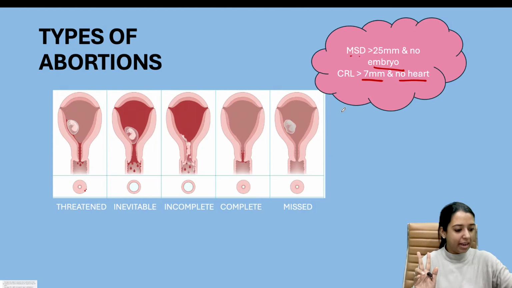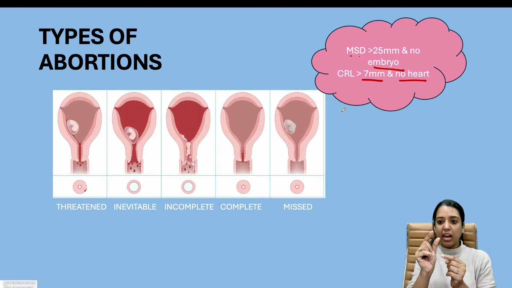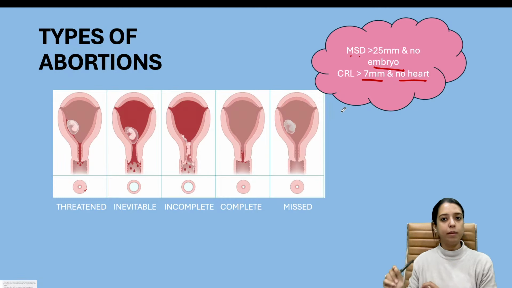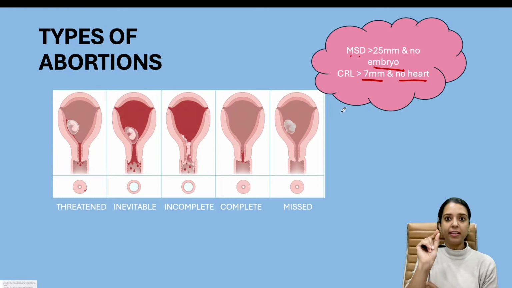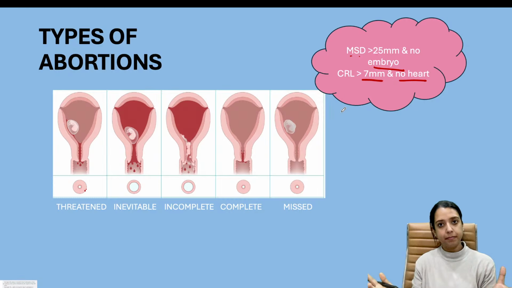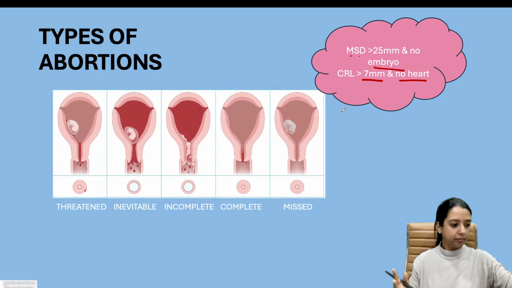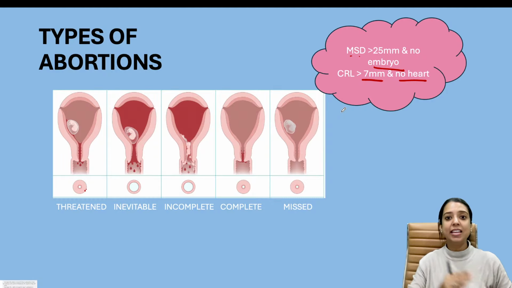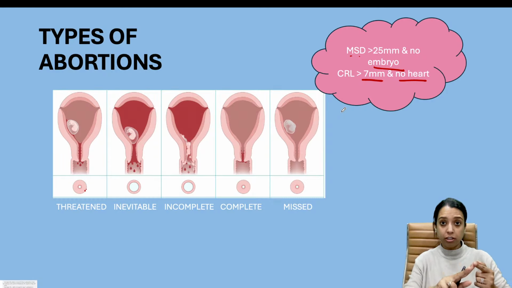So missed abortion has 2 definitions. A big sac of 2.5 centimeter, no embryo. Embryo is there of 7 mm, no heart. That is missed abortion. Okay? So these are the various types of spontaneous abortion. Threatened, first one; inevitable, I can't prevent it, os is open; incomplete, complete, missed.